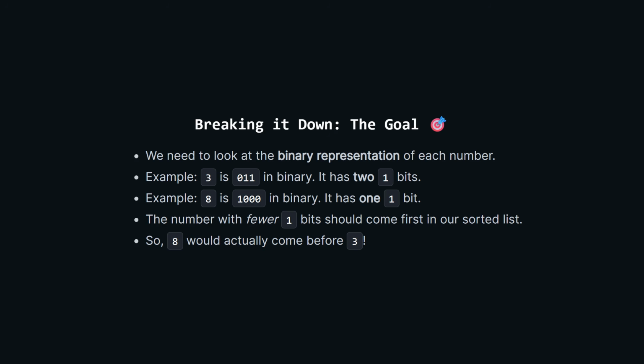Normally, the number 3 comes before 8. But here, we care about their binary weight, or how many 1s they have. 3 has 2 1s, but 8 only has a single 1. Because 8 has fewer 1s, it wins the race and gets put earlier in our sorted list.